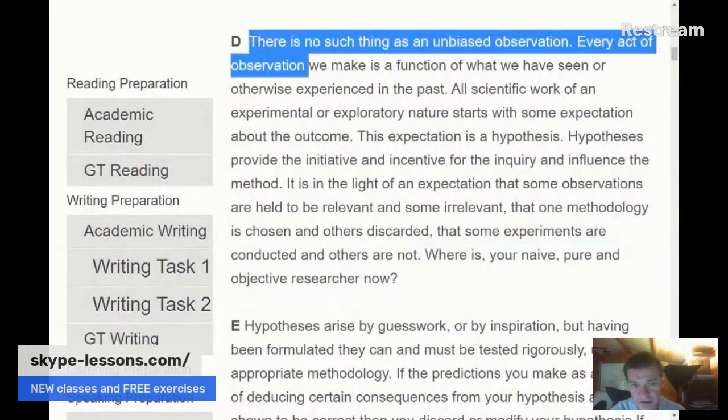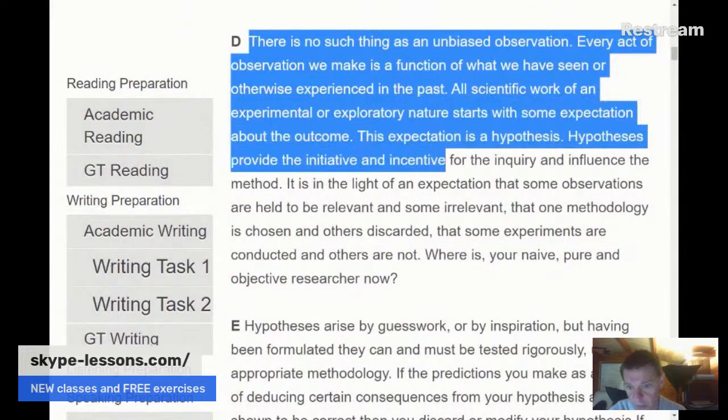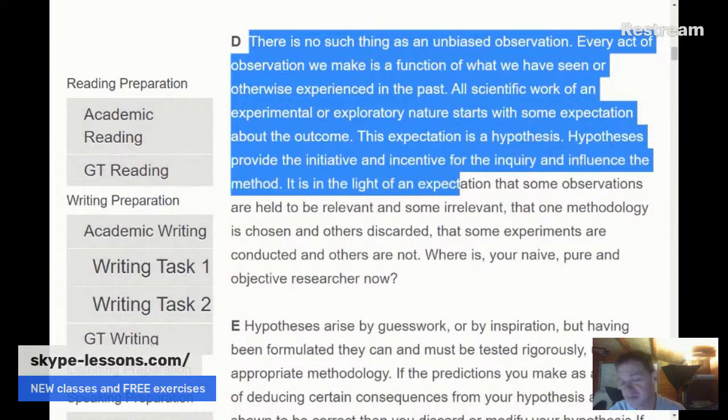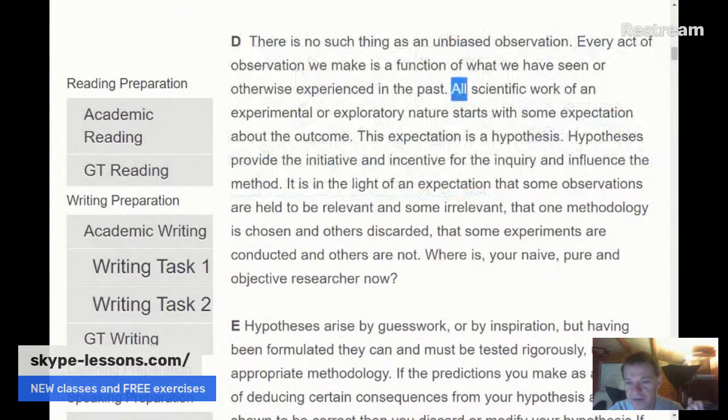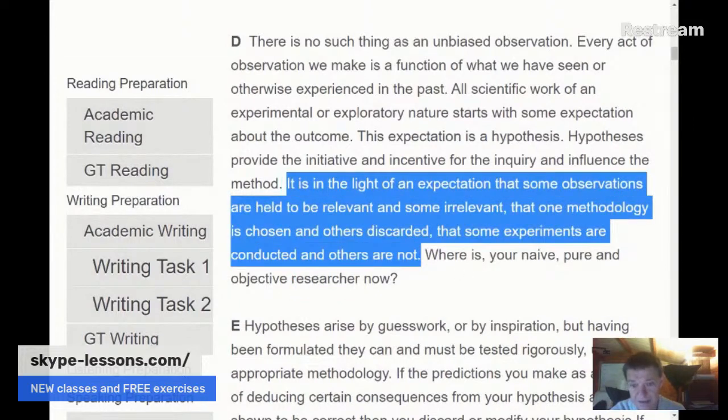Yeah, the whole lot of this is about this expectation that we all have when we do an experiment, that always there's some kind of expectation, and that expectation is the hypothesis. So this is all about the role of hypothesis in scientific research. Look at things like all scientific work. We're clearly talking about scientific research here. Okay, and I think this sentence in particular is clearly about the role of the hypothesis in scientific research.